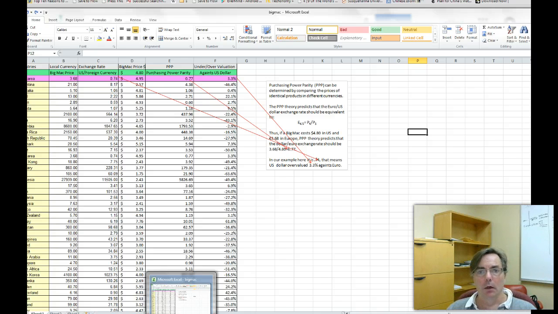Okay, the question for today's assignment was the ever popular Big Mac Index. Thank you, The Economist. It's a business magazine coming out of England. It's been published for well over 170 years now, I think.